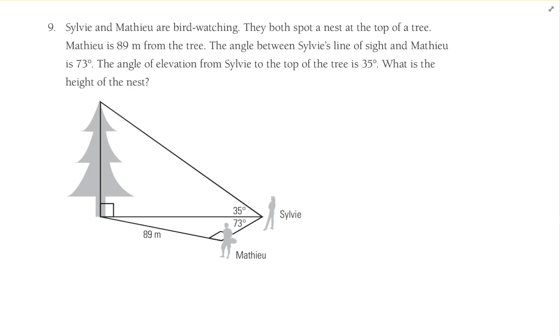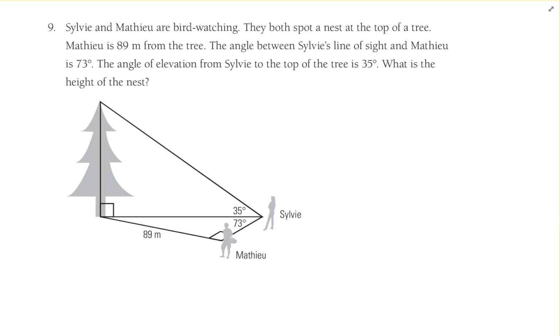says, Sylvie and Matthew were bird watching. They both spot a nest at the top of a tree. Matthew is 89 meters from the tree. The angle between Sylvie's line of sight and Matthew is 73 degrees. The angle of elevation from Sylvie to the top of the tree is 35 degrees. What is the height of the tree?